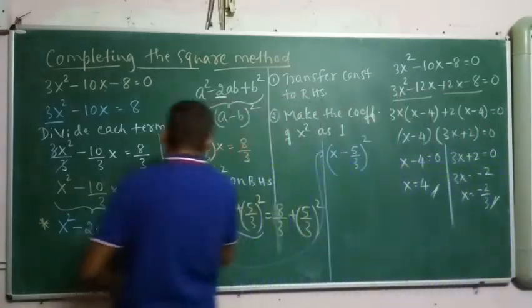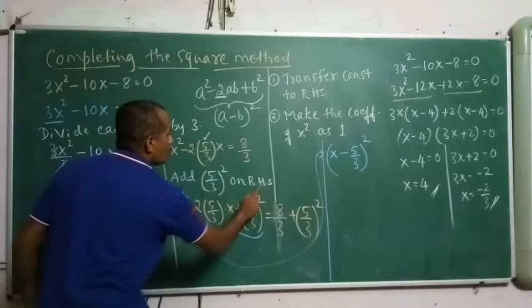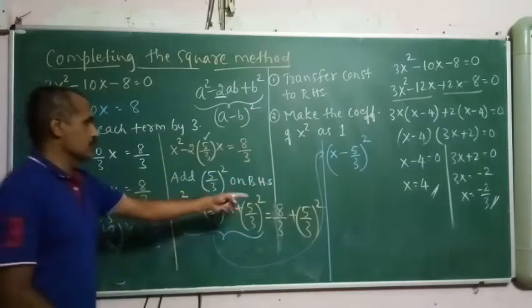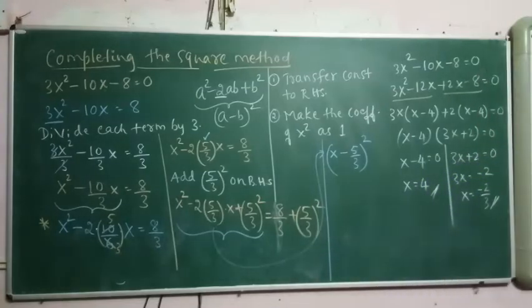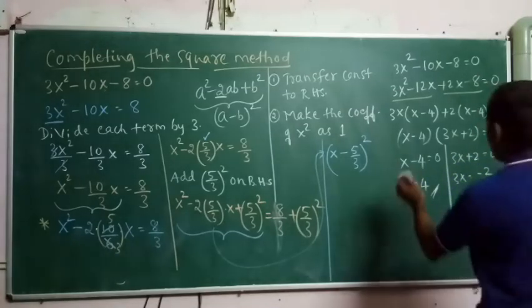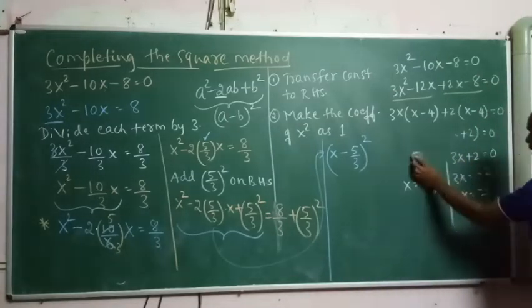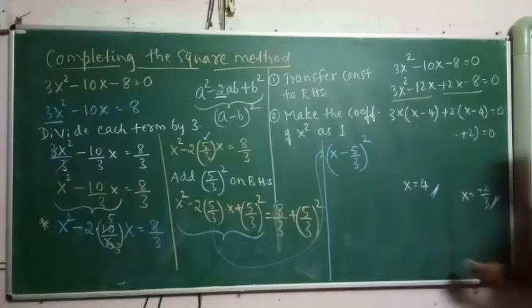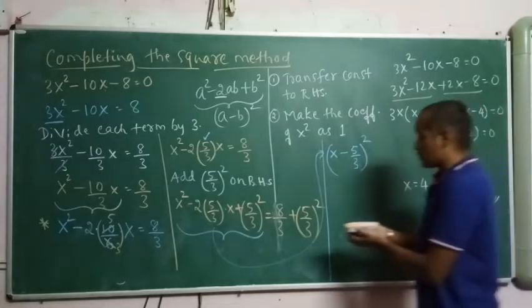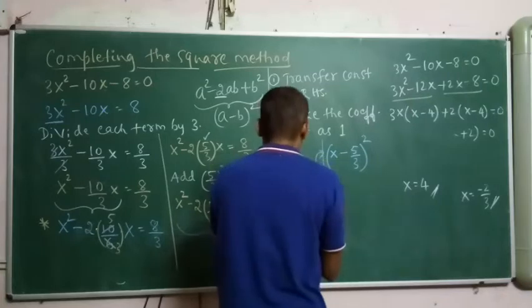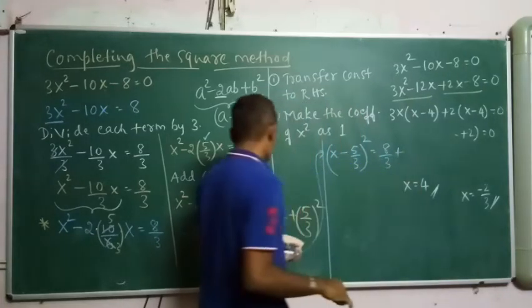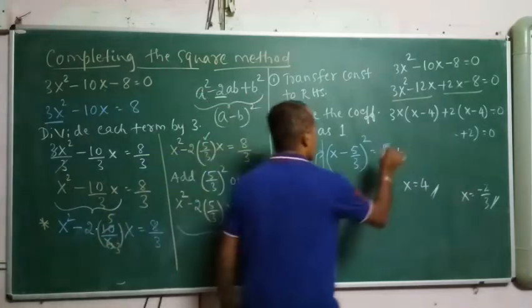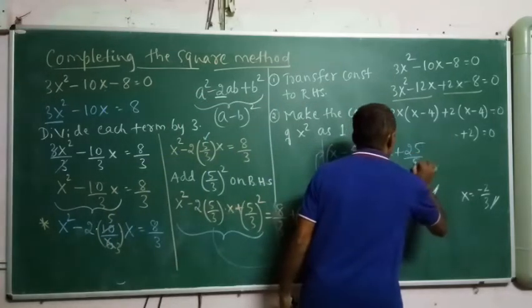See, a minus b the whole square is equal to, I will rub this and keep only the answers, what I want to get. Is equal to, what I can write, 8 by 3 plus 25 by 9, if you square it, 25 by 9.